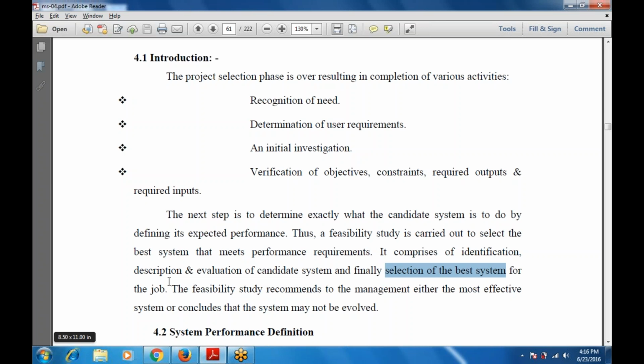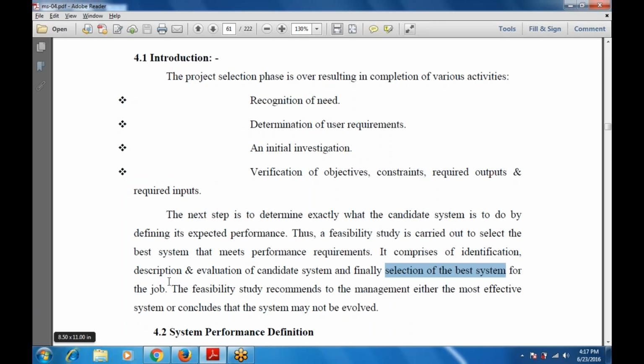And the feasibility study recommends to the management, for the selection of the best system for the job, either the most effective system or concludes that the system may not be involved.